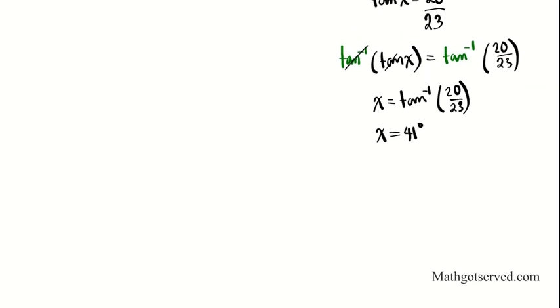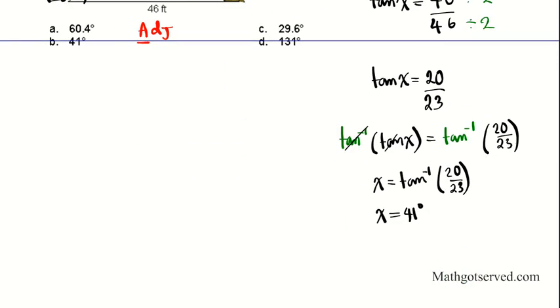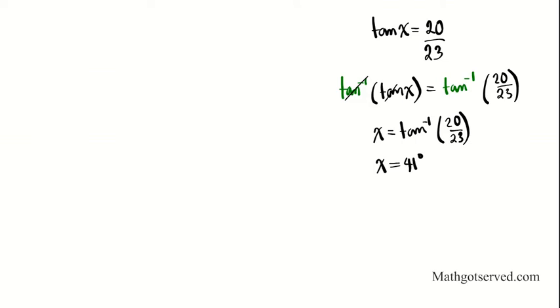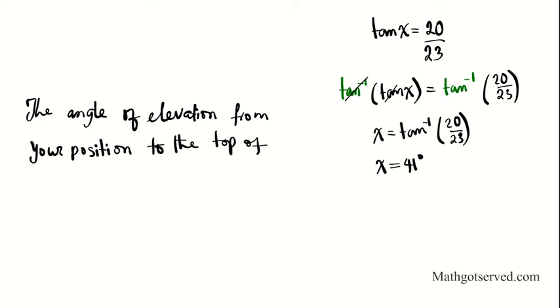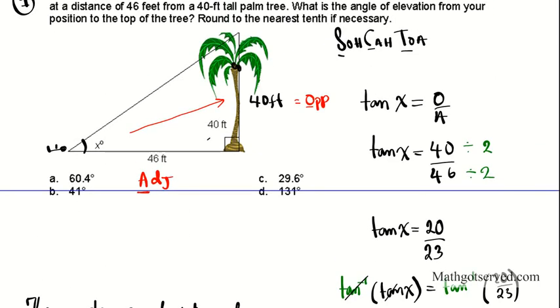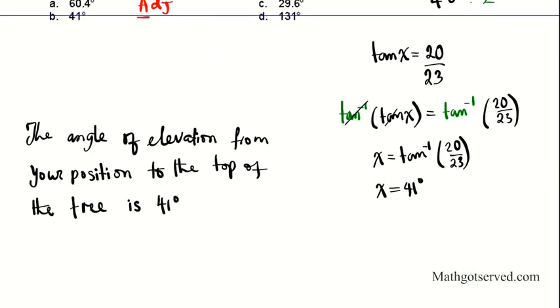All right. So let's write out what our answer means. The answer means that the angle of elevation from your position to the top of the tree is 41 degrees. So let's put that in the graph right here. This angle right here is 41 degrees. So this is basically what our answer means.